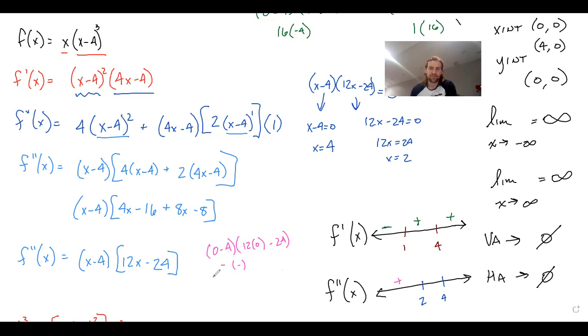Okay, pick a number in between 2 and 4. 3 is the easiest one. So 3 minus 4, that's a negative 1, times 12 times 3 minus 24. That would be 36 minus 24, that would be 12. A negative 1 times a positive 12 is a negative number. Then pick a number bigger than 4. How about 5? 5 minus 4, which is 1, times 12 times 5, 60 minus 24. What is that, 36? 1 times 36, that's a positive. So yep, it went positive, negative, positive.